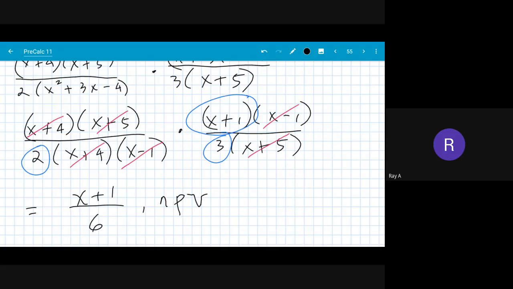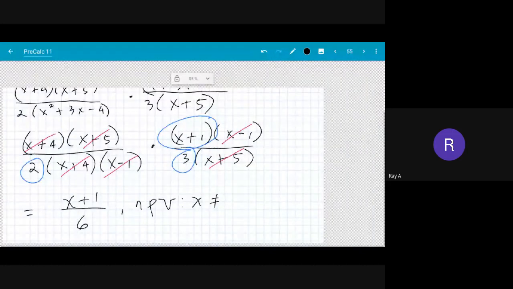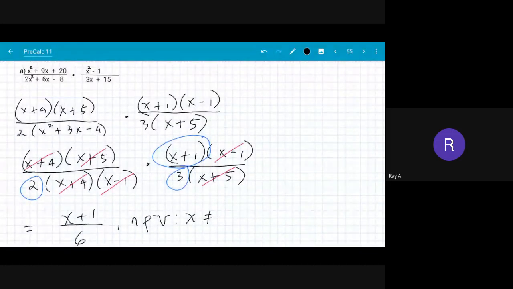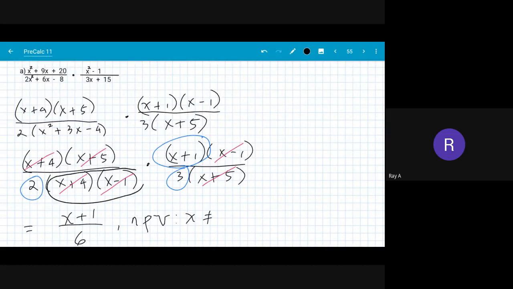The non-permissible values would be x cannot be equal to. So let's go to the very beginning. All right? Okay. So what are the values in the denominator that would be making the denominator 0? Well, this one here and this one here, right? Which is just this one when you factor it out.